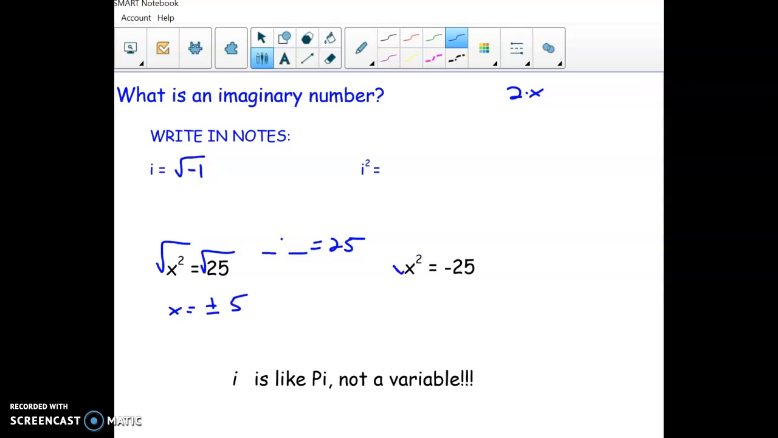But if it's a negative number, so if I do the square root of -25, that is essentially asking for a number times itself that gives me -25. And with our regular numbers, there are no numbers that do that. 5 times 5 doesn't work, and -5 times -5 also doesn't give us -25.